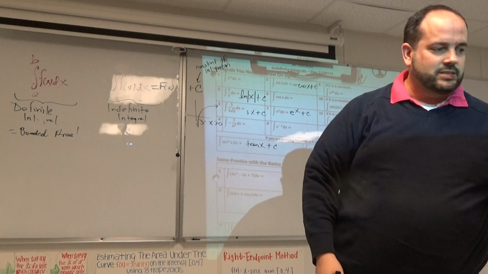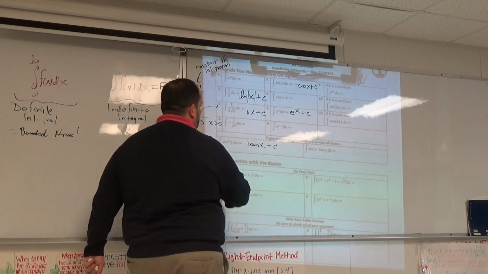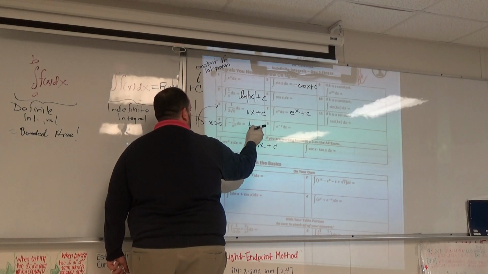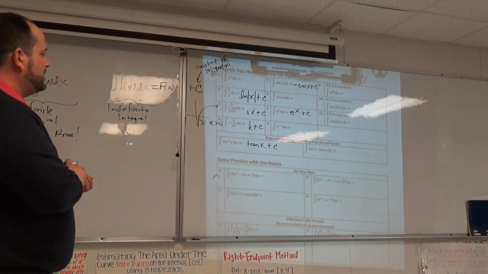Got some more. What else? Number 4, antiderivative of negative 1 over x squared. You know that one? 1 over x plus C. Great. I've got 6 on the board. That means everybody's back in the pool now.